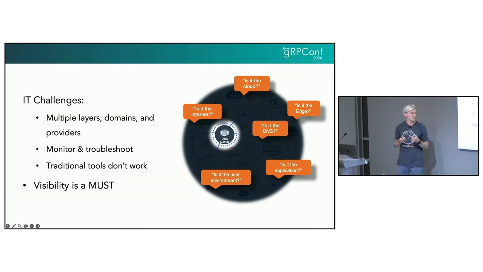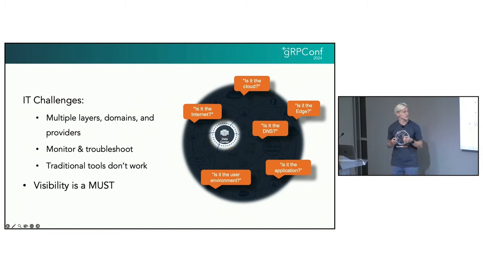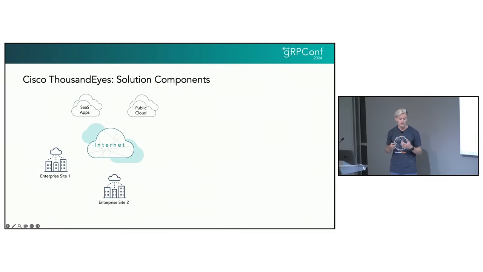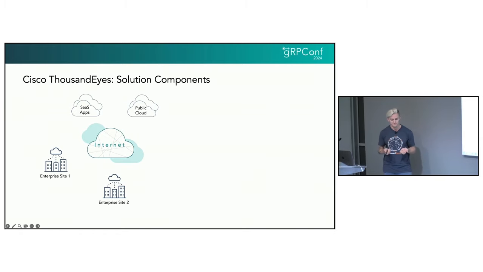But it's not only about troubleshooting. It's also about knowing where to make an investment, where to optimize your networks or applications, or way to pay down your technical debt. So with today's networks, visibility is a must. So how does Cisco ThousandEyes address those challenges?